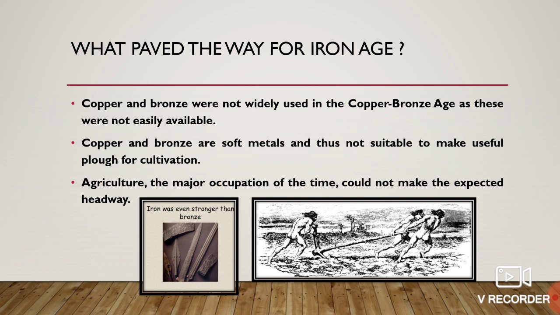In Copper Bronze Age, people used copper and bronze to make these equipments. Mostly they used bronze, but those are soft metals and are not at all suitable to make equipments needed for agriculture. Thus, they needed other metal.